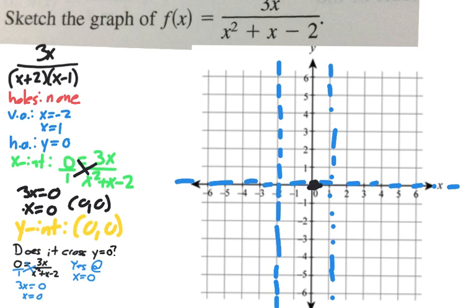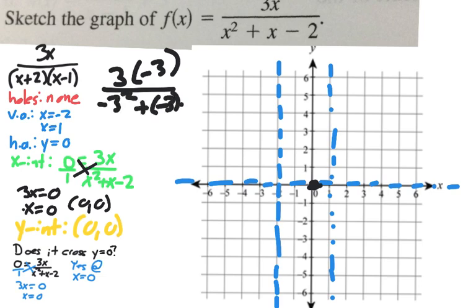Okay, so now we're going to just start plugging in values to find out where the graph's happening. So I'm going to start on the left side. I'm going to plug in negative 3. So that's going to give me 3 times negative 3 over negative 3 squared plus negative 3 minus 2. So that's negative 9 over 9 minus 5 is 4. So negative 9 over 4, which is negative 2.25. So when I plug in negative 3, I get negative 2.25, which is here.